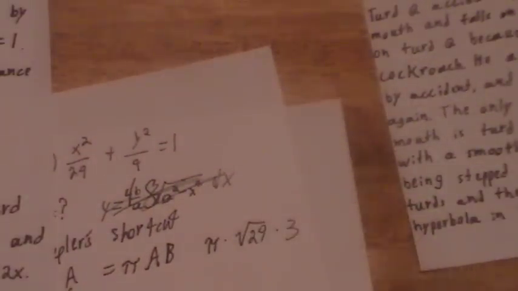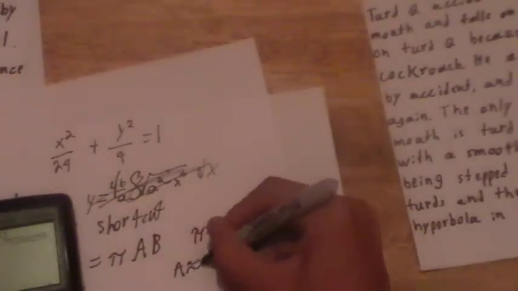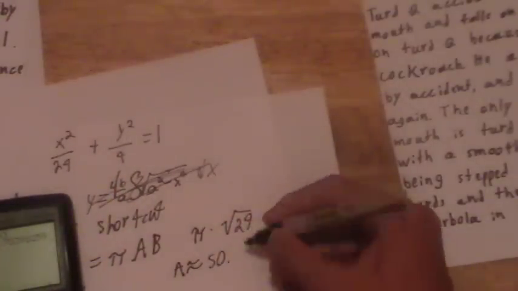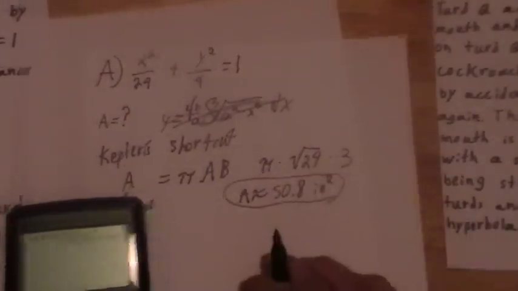Okay, so we have our handy dandy little calculator over here, so we're just going to figure that out. We're going to do pi times the square root of 29 times 3, and that gives us our answer. So the area is roughly about 50.8. We're going to keep it to 3 sig figs. Now, what does that mean exactly? I don't know. I guess maybe it's inches squared, so that's a pretty big turd.